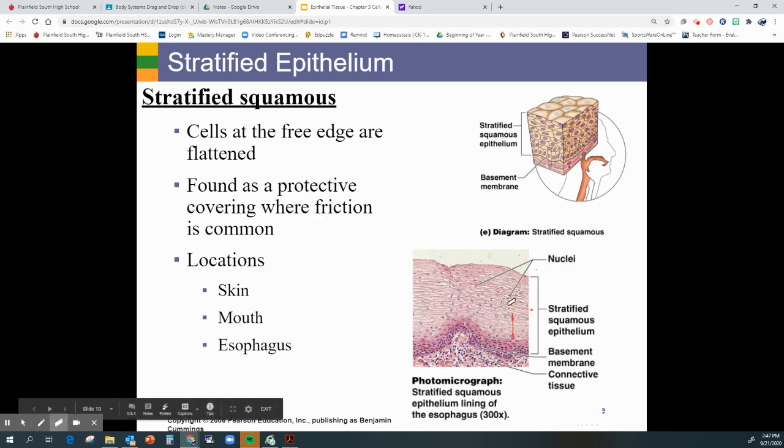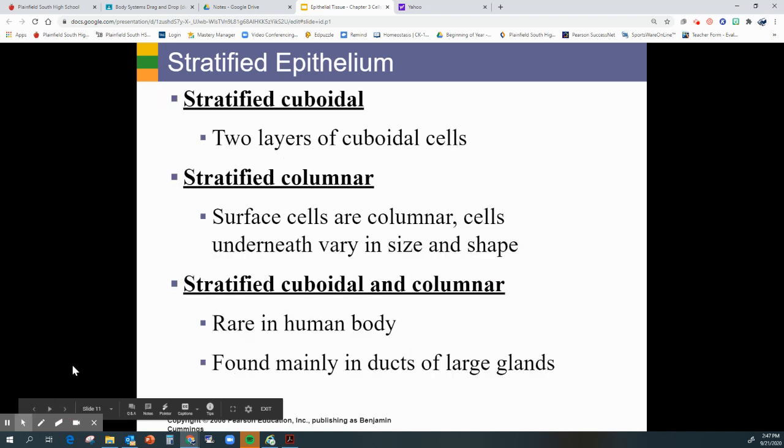So locations you're going to find the stratified squamous are places like the skin, mouth, as well as the esophagus, whereas the pseudostratified is mostly just found in the lower portions of the respiratory tract. Okay, so stratified squamous is there.